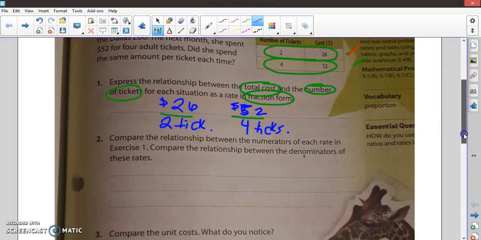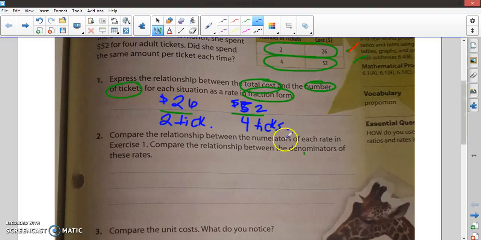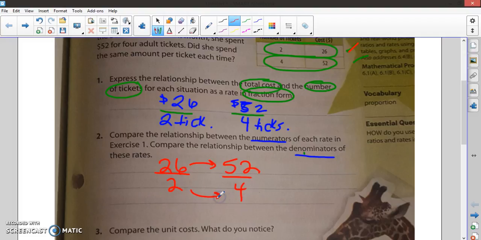Number 2 says, we need to compare the relationship between the numerators of each rate in exercise 1. And we're also going to compare the relationship between the denominators of these rates. So in other words, write this down: 26 over 2, 52 over 4. So it wants you to look at the relationship between the numerators and the denominators. So I want you to pause the video and see if you can tell me what that relationship is.